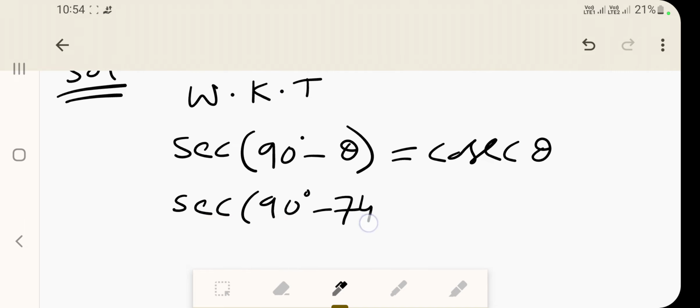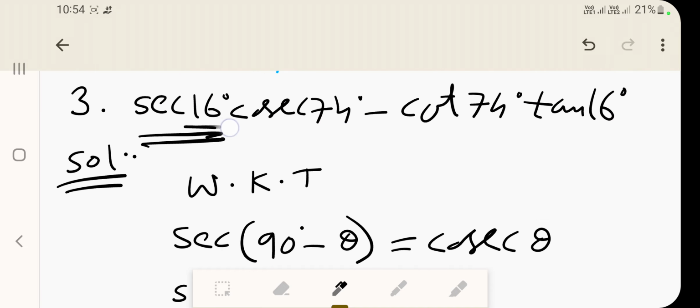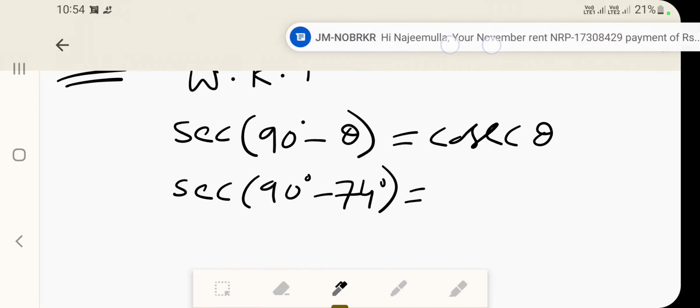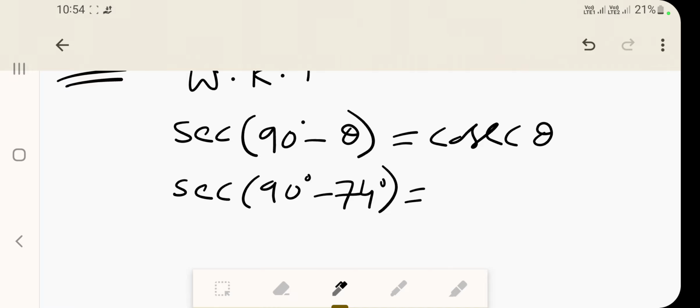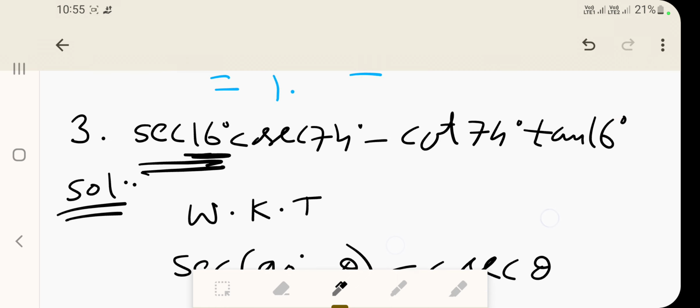So here secant 90 minus 74, 90 minus 74 how much, 16. So in place of secant 16 we are writing secant 90 minus 74. 90 minus 74 is 16. Secant 16 we get secant 90 minus 74, we can write it as cosecant 74 degrees. So we have cosecant 74 into cosecant 74.